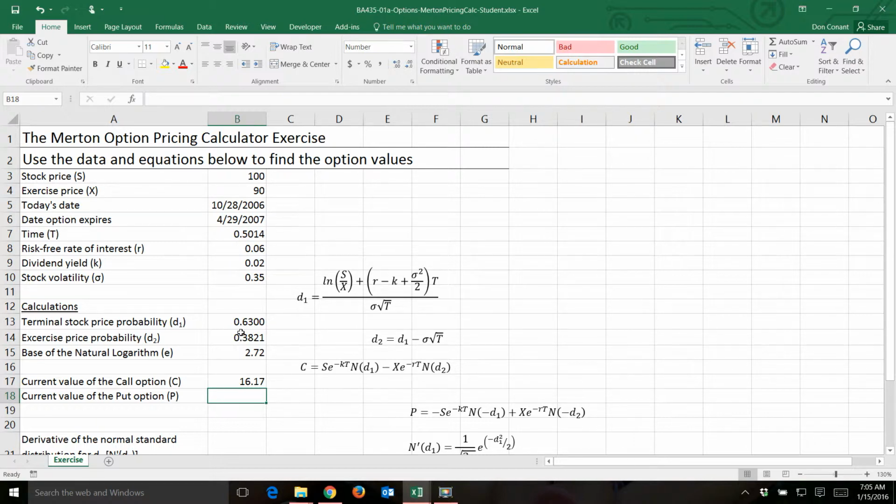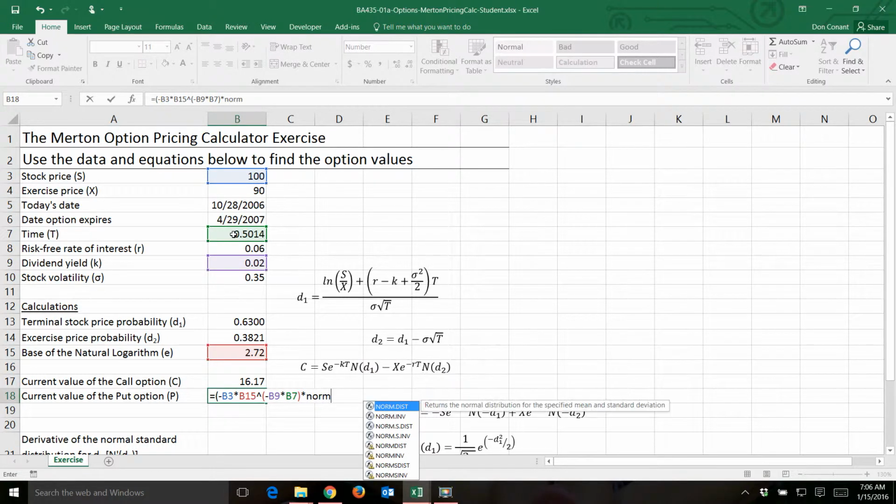We'll go ahead and get the current value of the put option. Very similar looking equation to C. So let's go ahead and build that. We're going to build the elements to the left of the plus sign in the equation first, then the elements to the right of the plus sign. So to the left of the plus sign, we have a minus S, stock price, times E, and E is raised to the negative K times T. That quantity is then multiplied times N, or the standard normal distribution, for a minus D sub 1.